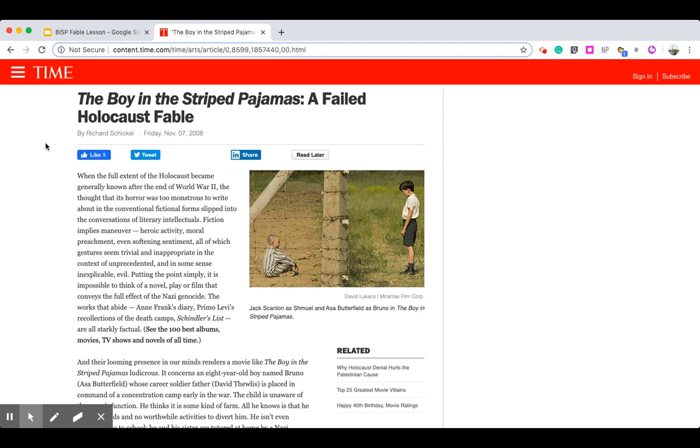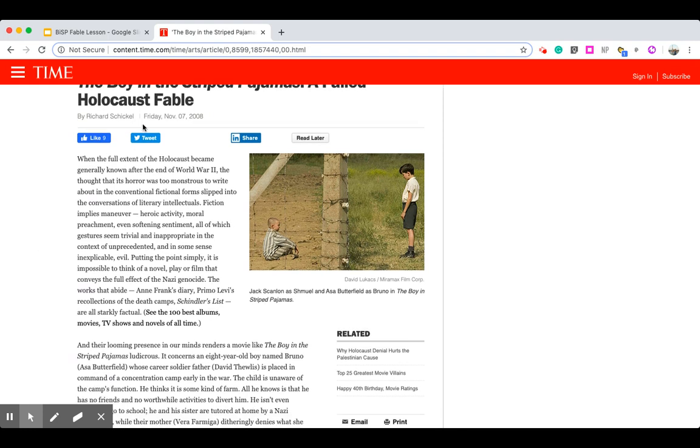So the title of his review is, The Boy in the Striped Pajamas, A Failed Holocaust Fable. Now, we want to pay attention to what he's saying is failing about this movie, about this story. And we want to consider, is it a failed Holocaust fable or is it not a failed Holocaust fable? Okay, so this was a review of the movie after it came out in 2008.